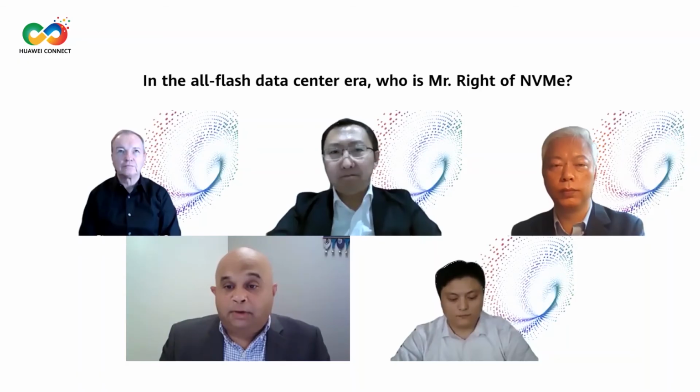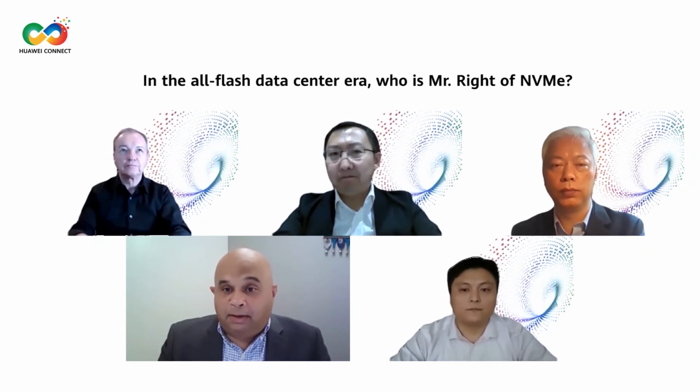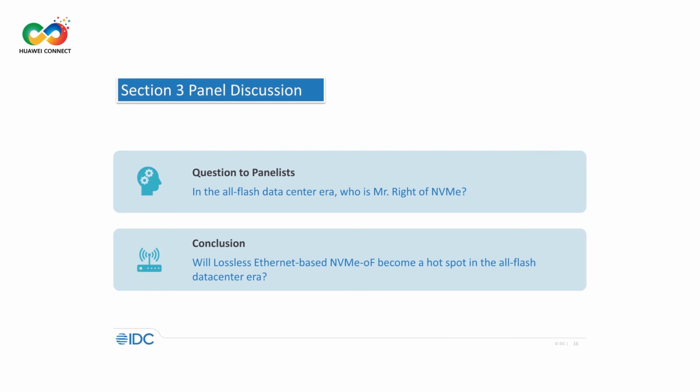So Ashish? Thank you. So I'm going to share my screen so we can conclude. So clearly you guys are making a case for, or Huawei is making a case for, lossless Ethernet based NVMe over Fabric to become a hotspot in the all-flash data center era. It's clearly trending in that there are some major drawbacks of Fibre Channel or even TCP that prevent that high performance from really getting its full credit. And I think that's where you do want to see the adoption of lossless Ethernet based NVMe over Fabric.